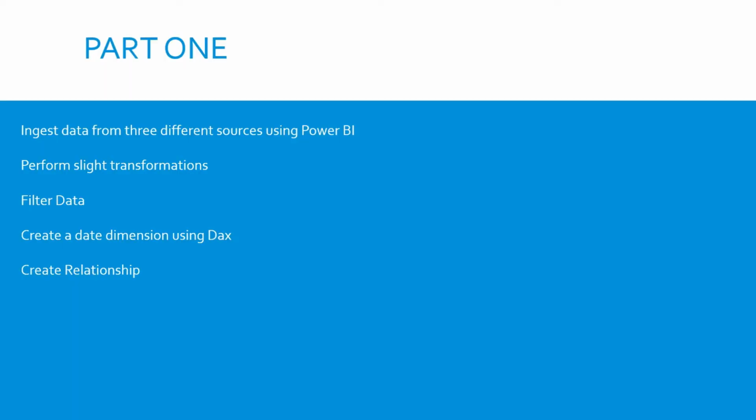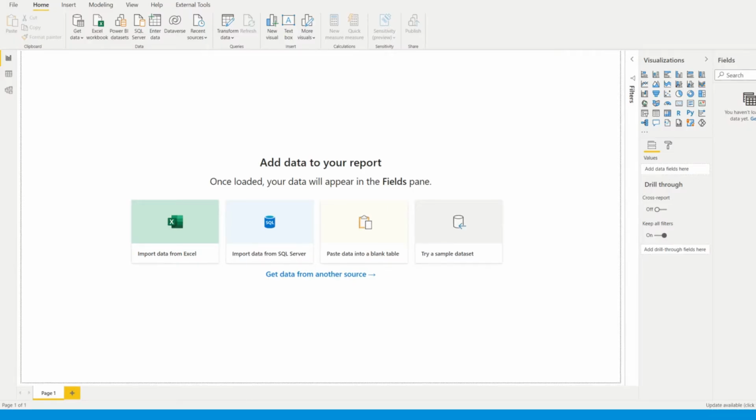Hello everyone, my name is Shane Madhu and I'm a data and analytics consultant at First Tech Digital. I'm very humbled and excited to be part of this great initiative where we make data citizens the custodians of their data. This is part 1 of a 3 part series, and in the first part we're going to ingest data from 3 different sources using Power BI, perform some slight transformations as well as filtrations, create a simple DAX table, and create the relationship. With that, let's cross over to Power BI.